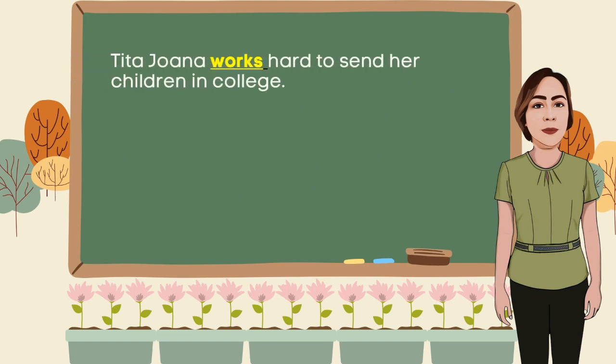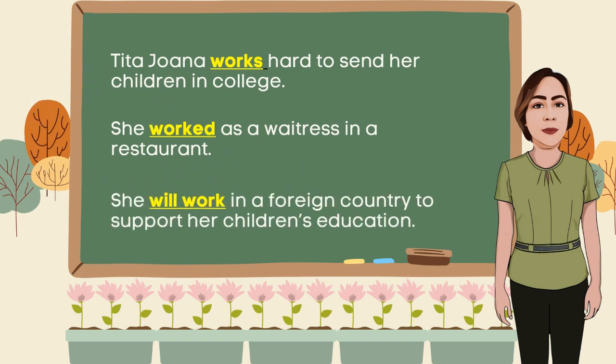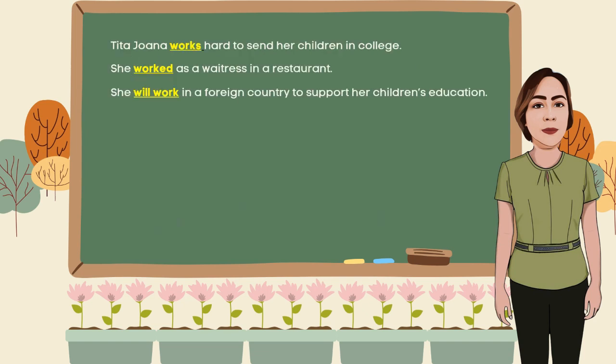Let us observe the following sentences. Tita Joanna works hard to send her children in college. She worked as a waitress in a restaurant. She will work in a foreign country to support her children's education.